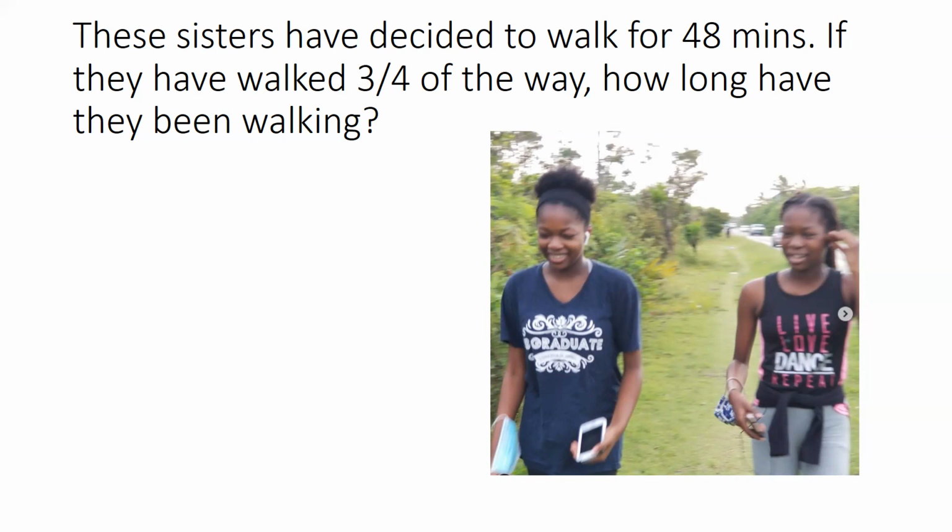How do we solve this? Well, divide by 4, and we're going to multiply by 3. So here we go. 48 divided by 4 is 12. And we're going to put a 1 here because 4 divided by 4 is 1. 3 times 12 is 36.